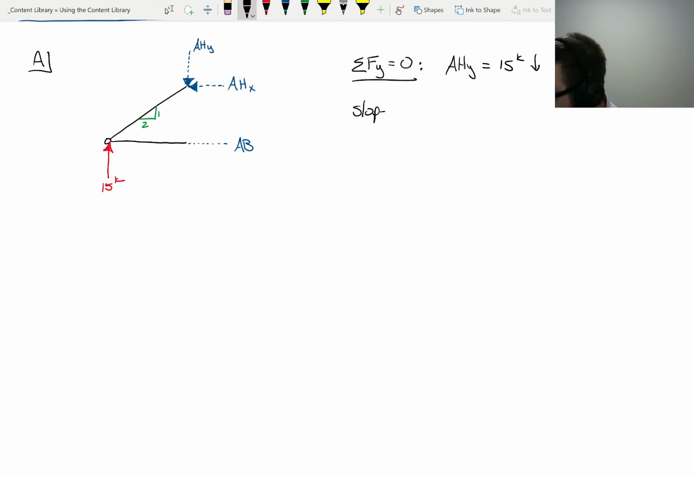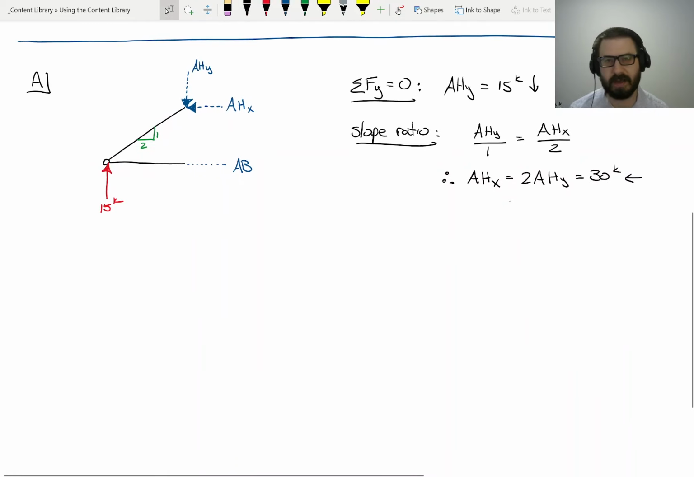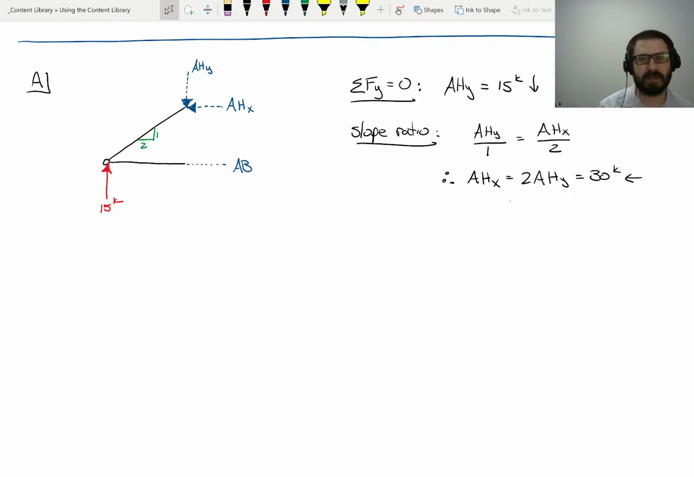And the slope ratio tells me that AHY is to 1 as AHX is to 2, or AHX is 2 AHY, or 30 kips to the left. All it's saying is, if you look at my slope ratio, I have a 1 on the vertical and a 2 on the horizontal, so the bigger number needs to be on the horizontal. And we're not using the hypotenuse here because all we're doing is comparing the vertical leg to the horizontal leg. The hypotenuse would only come into play if we wanted the resultant, but we can figure out the resultant with an easier approach.